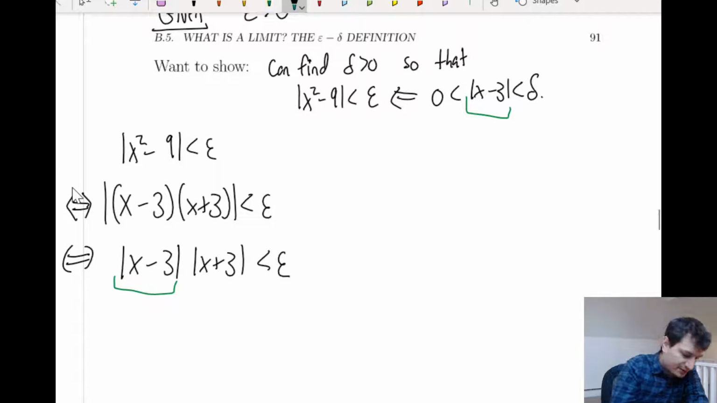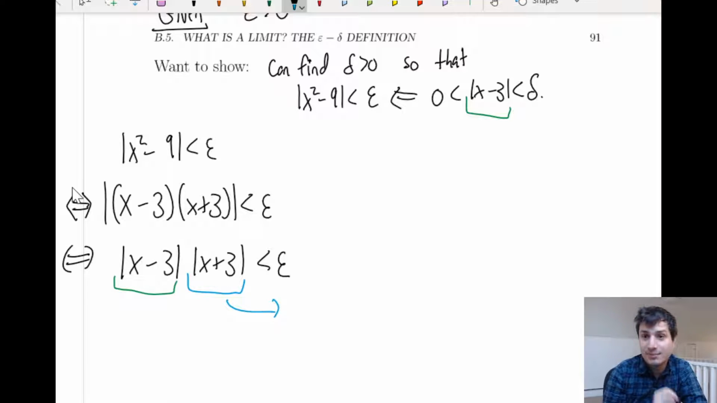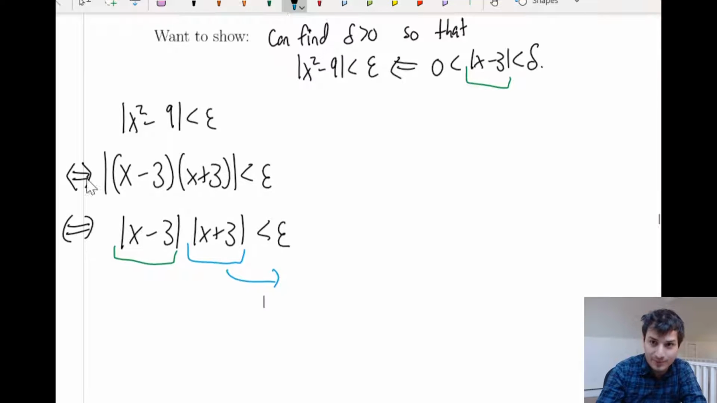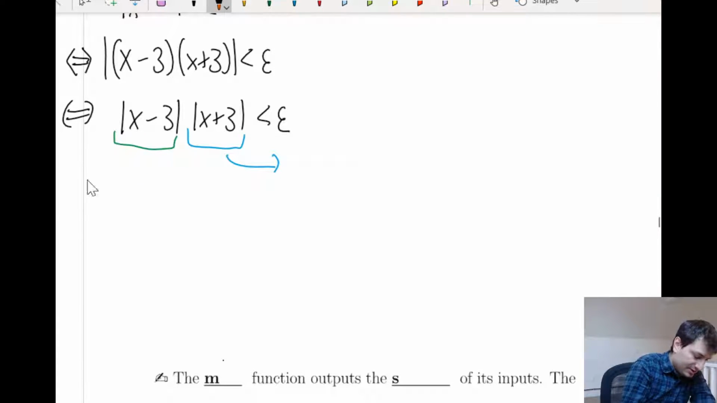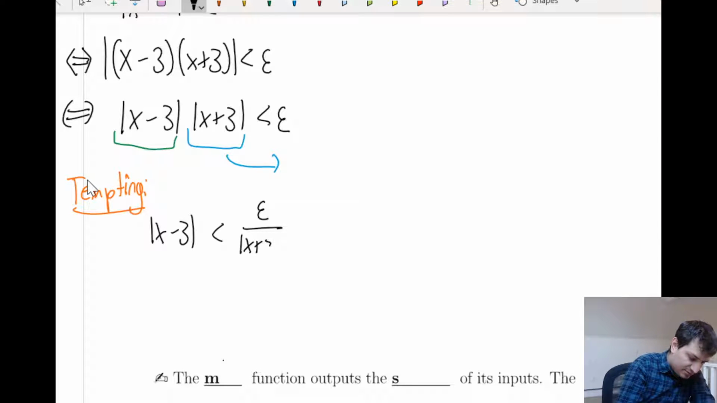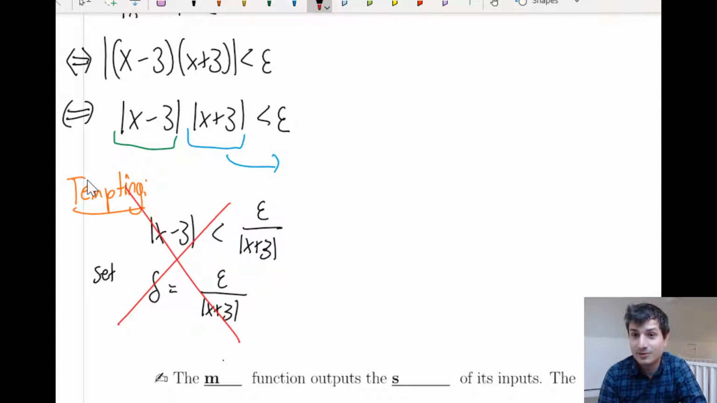But we also have some nasty junk, the x plus 3 in this case, that we need to get rid of. And you can't simply move it to the other side. It's tempting to do this, to say x minus 3 less than epsilon over x plus 3, and then set delta equals epsilon over x plus 3. So this is tempting, but don't do this. This is not what you want to do.